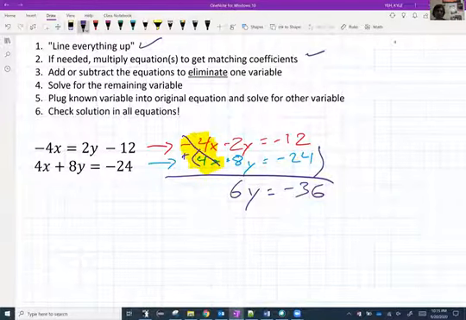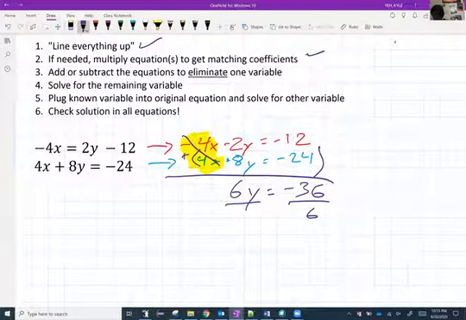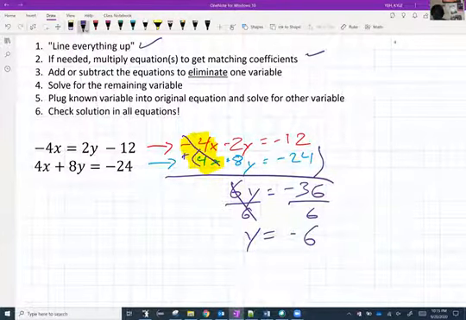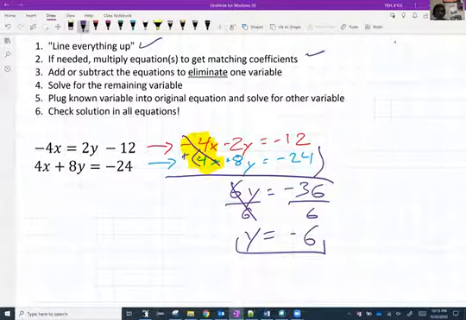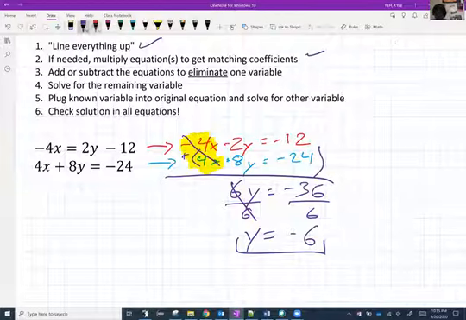Well, now this is a pretty simple one-step equation to solve. We've got one equation, one unknown. I'll divide both sides by 6. Y looks like equals negative 6. So we're halfway to our answer. We've got y. We can choose either one of our original equations to plug into. So I'll just choose the first one, no real reason.